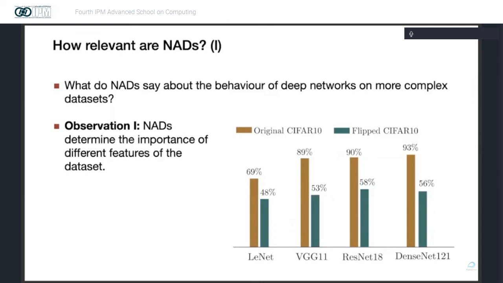So I don't have a definite answer to this question, but I want to share with you two observations that suggest that the NADs play some role when you train these neural networks on more complex data sets too. So the first observation suggests that the NADs somehow determine the relative importance of different features of the data set. It means that, for a data set like CIFAR-10, there might be many features that the neural network can use to discriminate between different classes. It might have to use all of them, or it might have to use a subset of them. But anyway, it seems that the NADs somehow give some relative importance to these features.